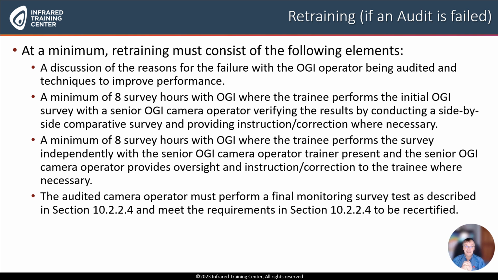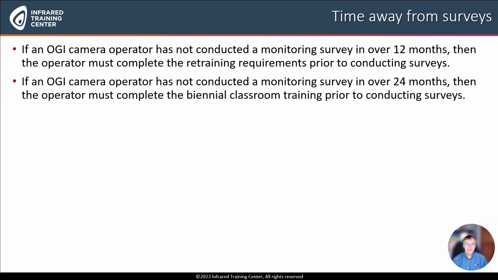And if you do fail an audit, you have to have a discussion for the reasons for the failure. You didn't account for the wind, you were there at the wrong time of day, you were looking at the wrong components, and then they're going to require a minimum of 8 survey hours where you perform the initial OGI survey with a senior OGI operator, and that's more or less mentor training, okay? And so this goes into details, but you can see here the idea that the EPA has is to make sure that you are adequately trained and you do a quality job.